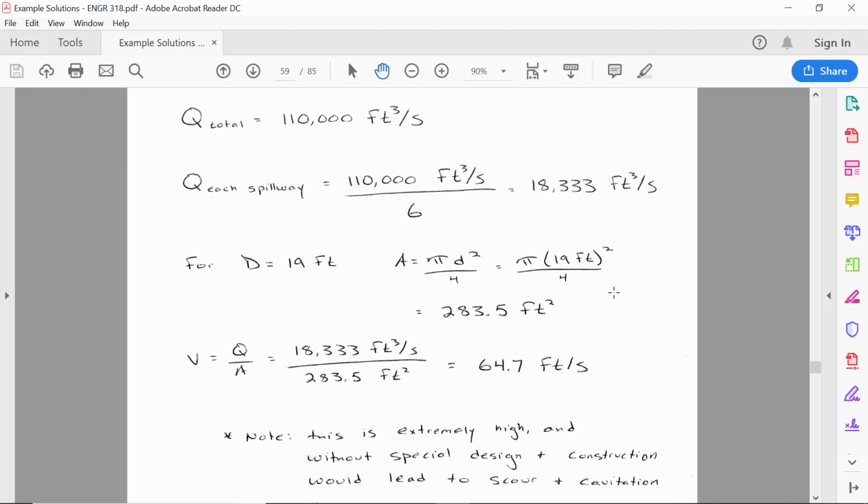There are a lot of different cladding and armoring techniques that can try and protect the concrete. And one of the big risks is cavitation. I think we've talked about cavitation before, haven't we? Anybody remember what cavitation is?